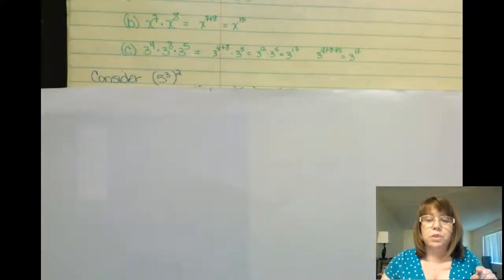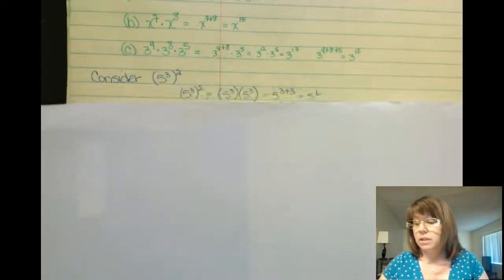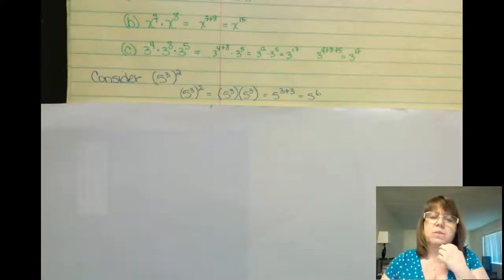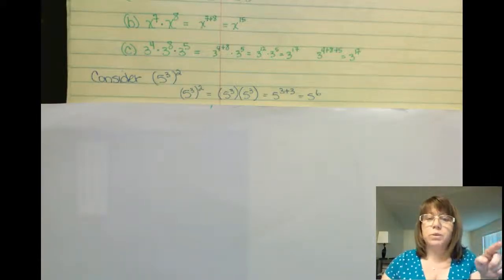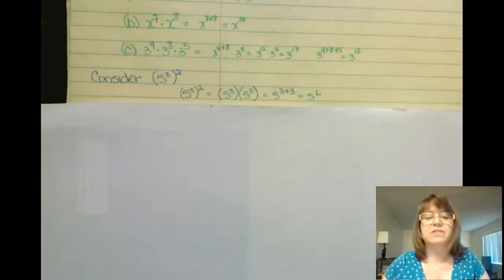5 cubed raised to the second power. Well, that would be 5 cubed times 5 cubed. But 5 cubed times 5 cubed leads us to our property 1 rule, so we can just add the exponents. So 5 to the 3 plus 3 is 5 to the 6th.